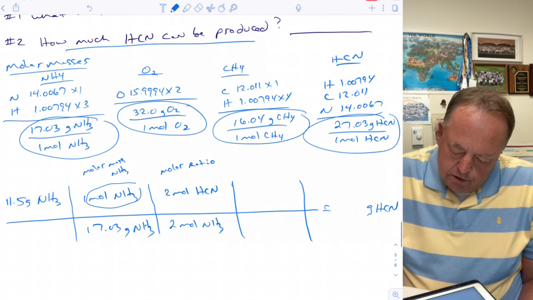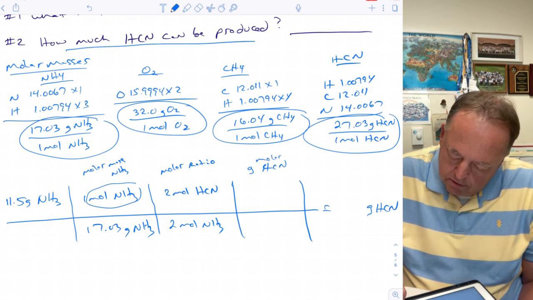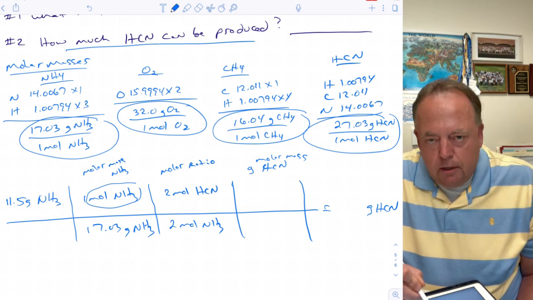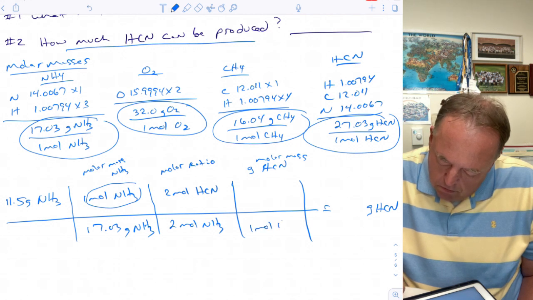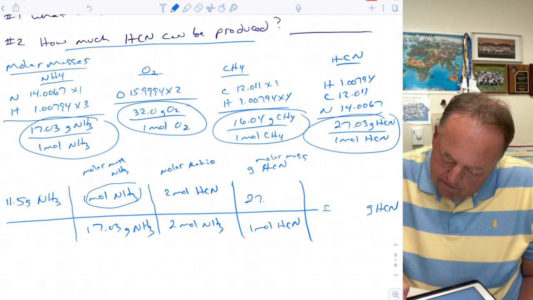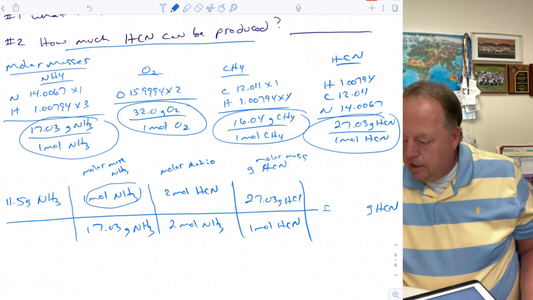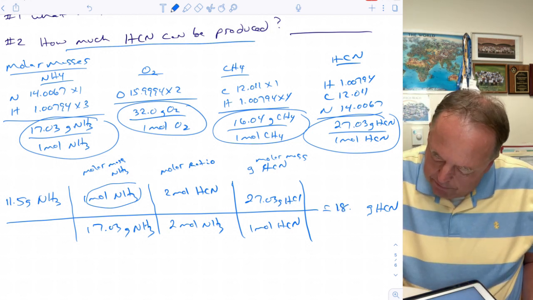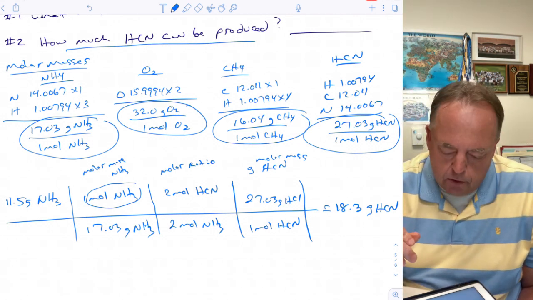And now we're going to convert to grams of HCN, so we need the molar mass. We have moles of HCN on the top already, so we need the moles of HCN on the bottom, and then 27.03 grams of HCN, the molar mass of HCN. If you do that calculation, you should get 18.3 grams of HCN could be produced from 11.5 grams of ammonia.